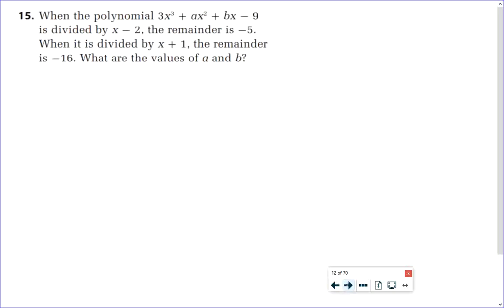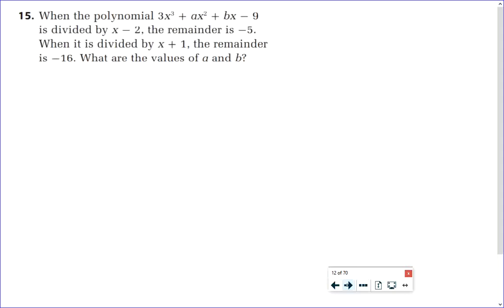Let's start with 15. When that polynomial, which has two missing parameters, a and b, is divided by x minus 2, we get a remainder of negative 5. And when we divide it by x plus 1, we get a remainder of negative 16. So Miles and I were working on question 14 this morning, and I said I'll probably do 14 in more detail, but I won't, because 14 is the same kind of thing as 15.